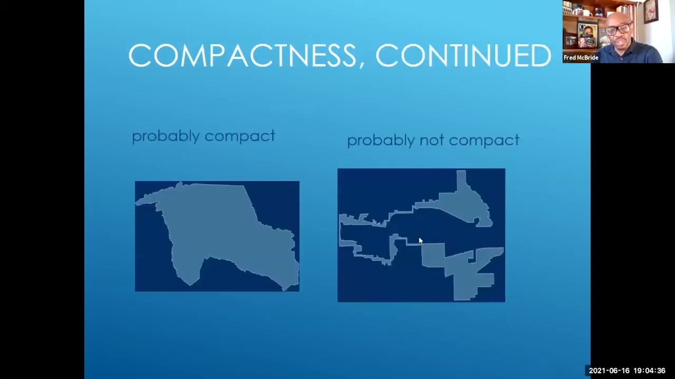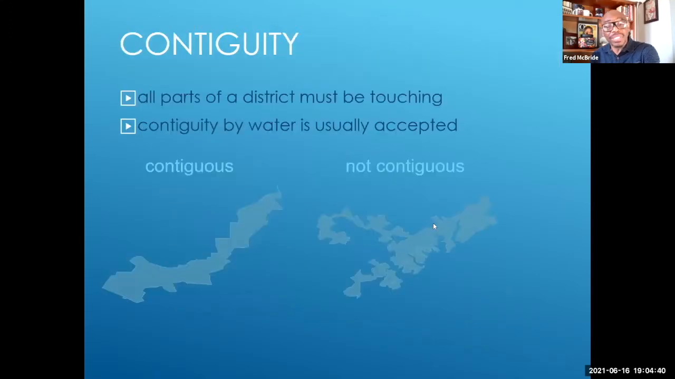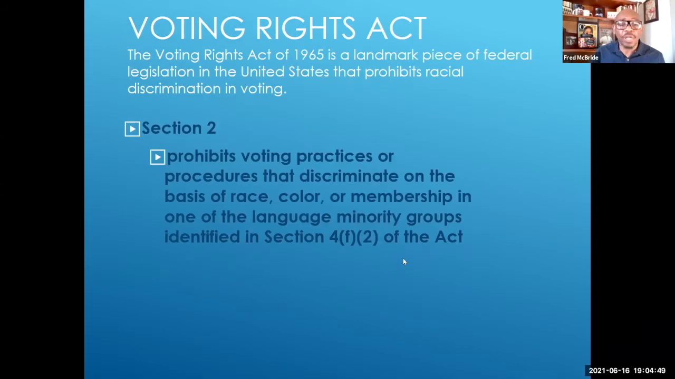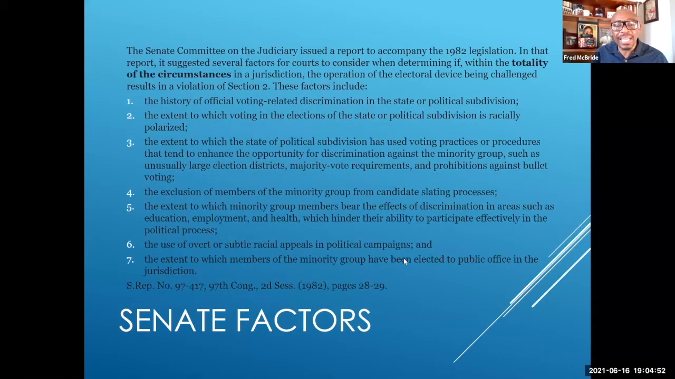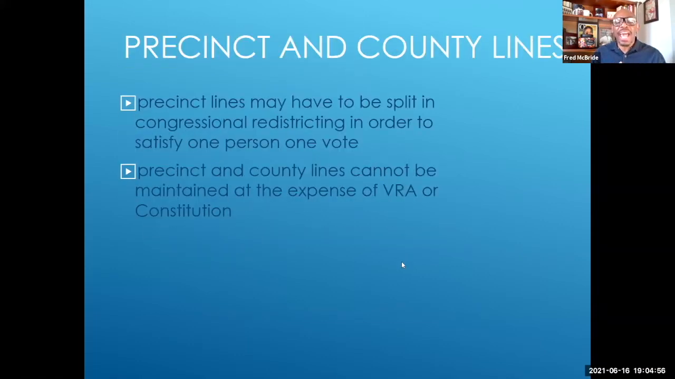That's compactness, and you'll see it again here. Contiguity, remember we said all parts touching, but if this is water down here, it's going to be okay. A court isn't going to have a problem with that. We discussed the Voting Rights Act, so I won't go over that again. And in many states, when you're drawing statewide plans, like a congressional plan, they ask you to try to keep counties whole. Because if you can, that certainly makes for a cleaner map.